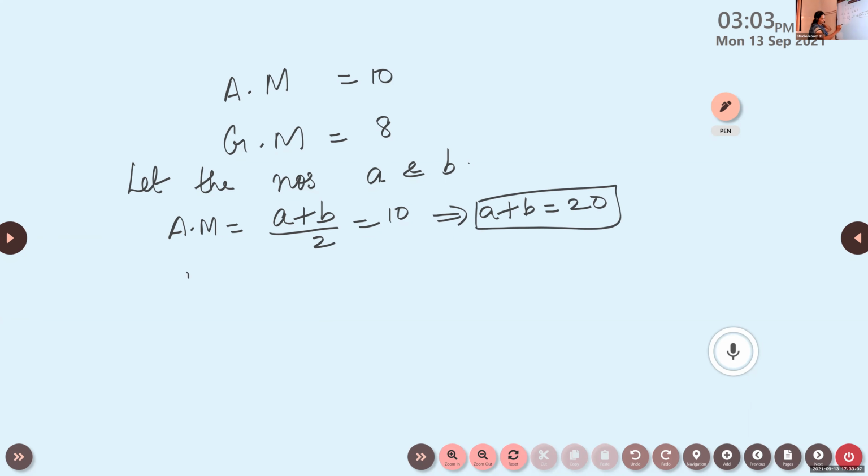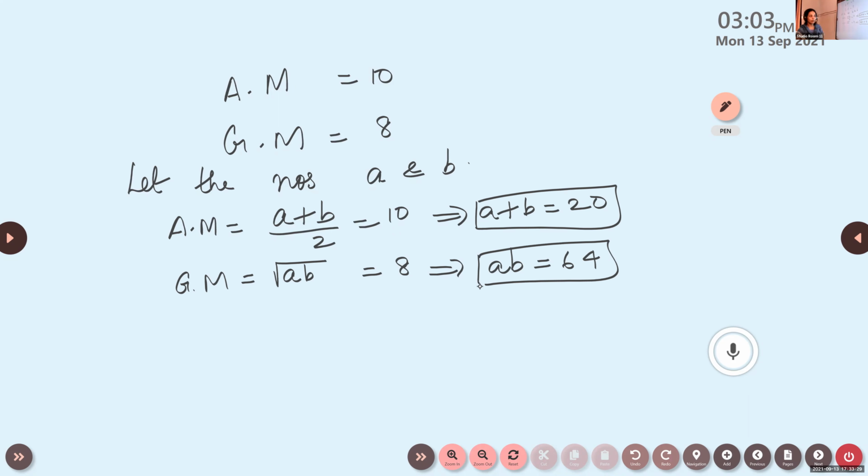And look at the geometric mean. The geometric mean is given by root of AB, which is given as 8. So from here you can write AB is equal to 64. We have learned quadratic equations last year, you are going to use this concept. The sum of the two numbers A plus B is 20, and the product AB is 64.